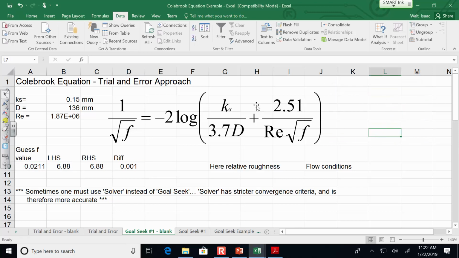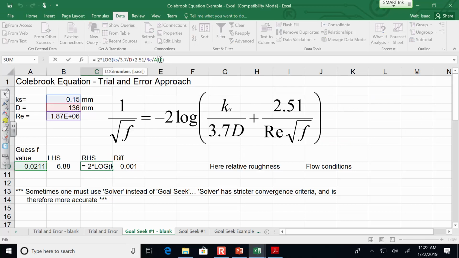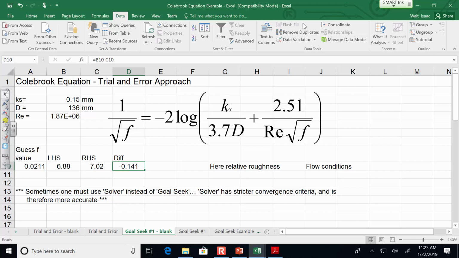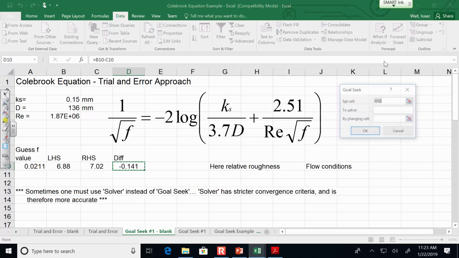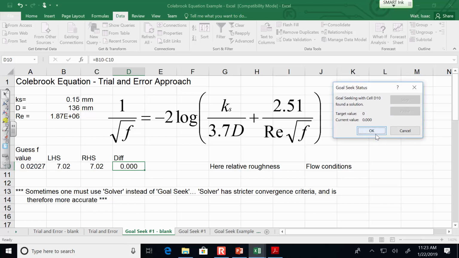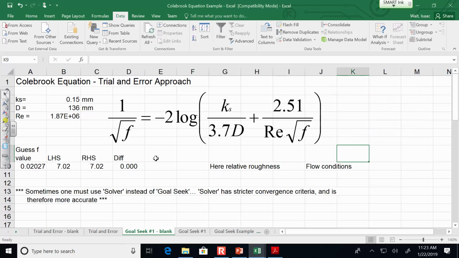That's a slightly different f value. I must have typed something in wrong. Let's see. Oh, yeah, good catch. Thank you. So it's the square root of f. That'd do it. All right. SQRT. All right. So now let's do that goal seek again. We want the difference to be 0 by changing our initial guess of f. And it rips through it. All right, that's more like it. That's what we're looking for.